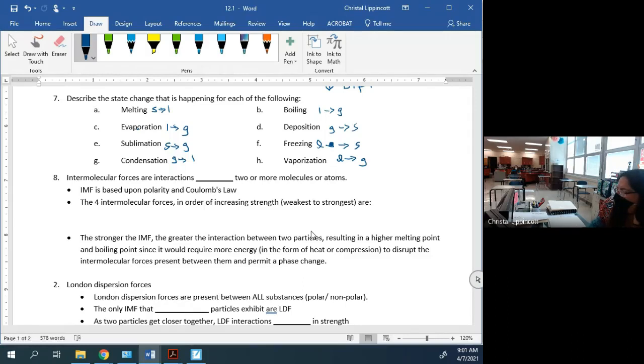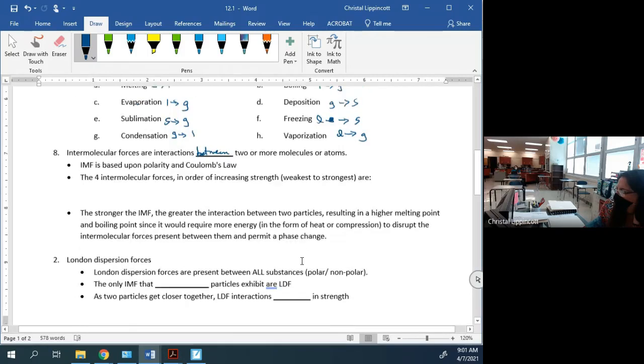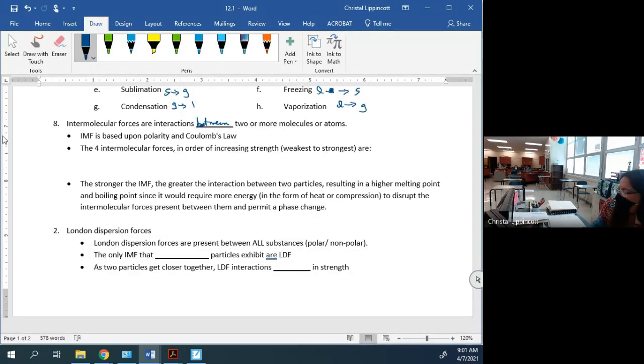All right, intermolecular forces are attractions between two or more molecules or atoms. IMF is based upon the polarity and Coulomb's law. We talked about Coulomb's law in terms of how close things are. The closer two things are together, the stronger the force between them. For intermolecular forces, from weakest to strongest, you've got your LDF, your dipole-dipole, your hydrogen bonding, and your ion dipole.